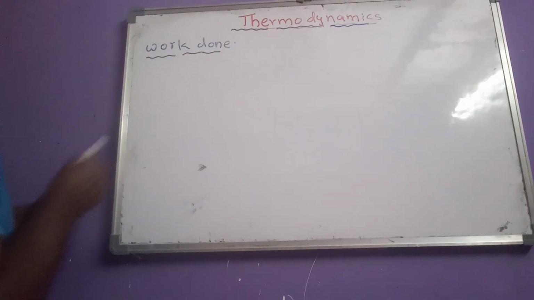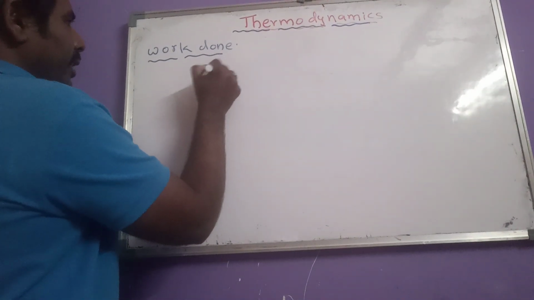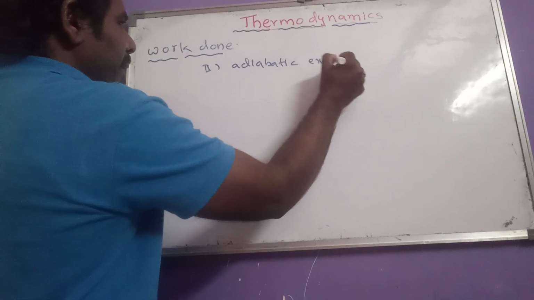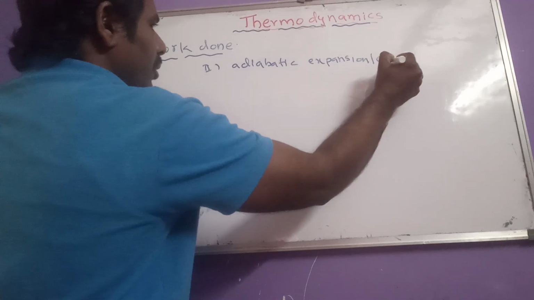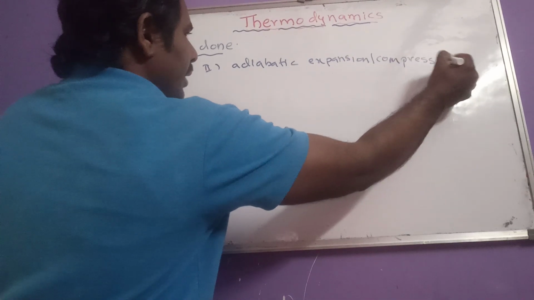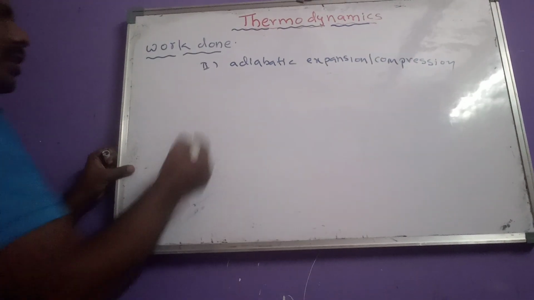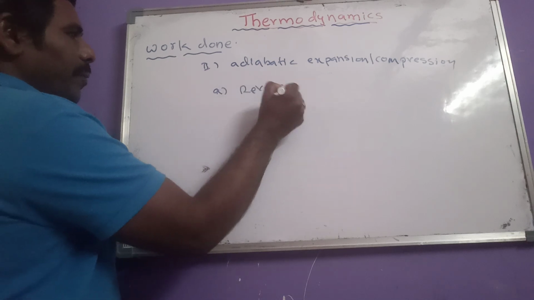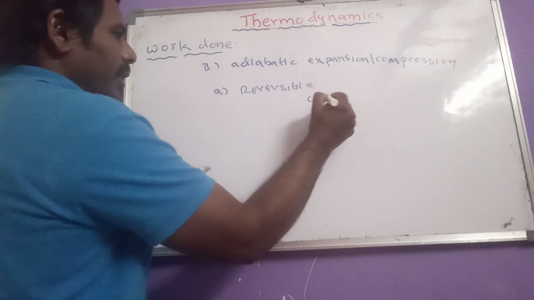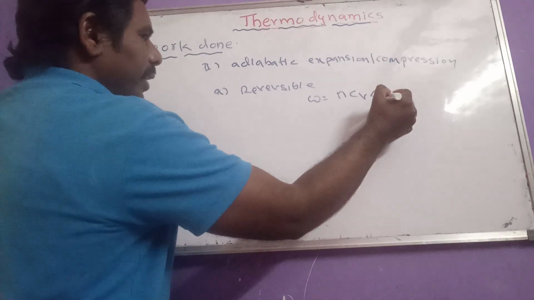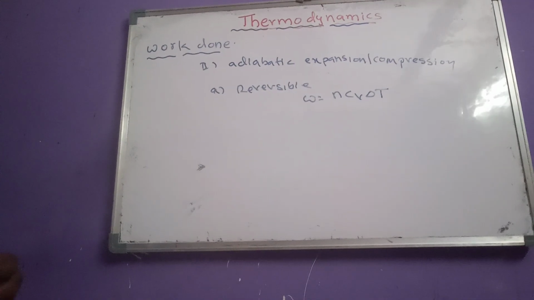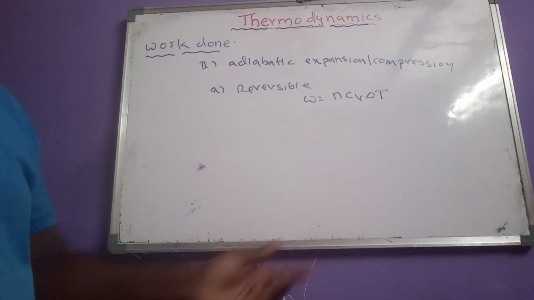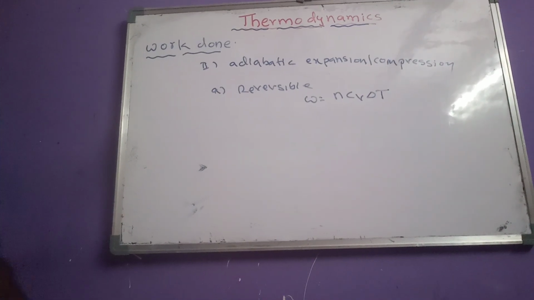And now another one here: adiabatic. The second condition is adiabatic expansion or compression. Here also we can consider both conditions, either expansion or compression. In that, the first process is reversible. If the process is reversible, work done equals nCV delta T, where n is the number of moles, CV means heat capacity at constant volume, and delta T means change in temperature.